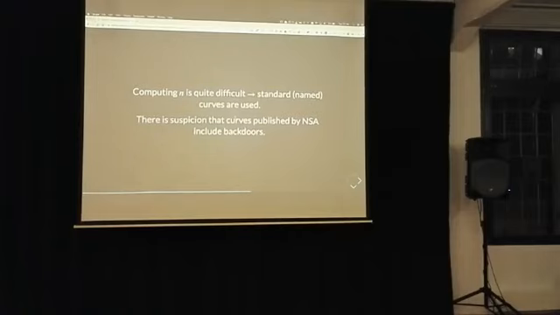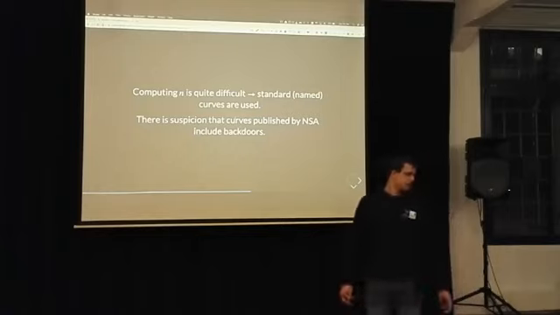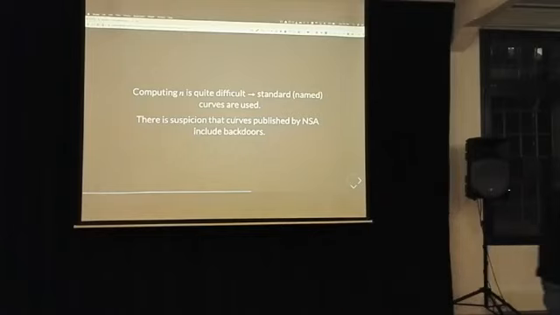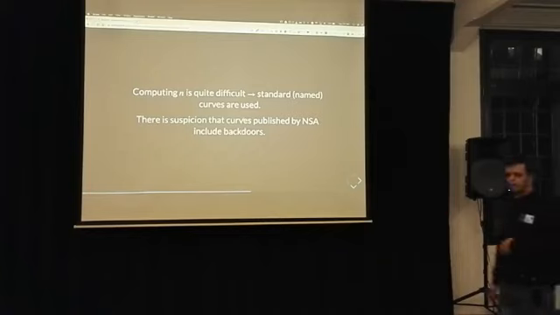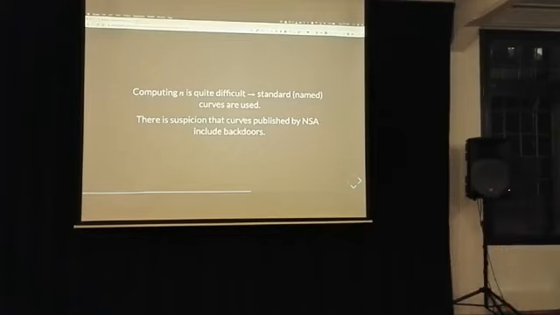Okay, so it turns out that if we use large keys, 256-bit keys, and so on, computing n is actually quite difficult. So that's why there's this concept of named curves, which are standardized curves that are published that we often use for cryptography. However, there is a deep suspicion that the curves published by the NSA, for example, actually include backdoors. And I have some content about this. Let me just look it up real quick so you guys can take a 2-minute break.